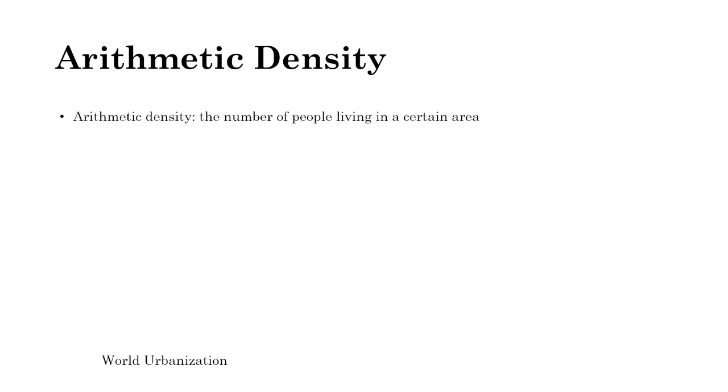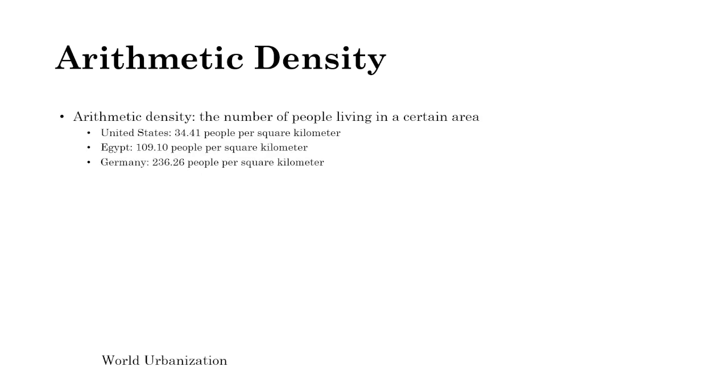So the first one's arithmetic density, and this is the number of people living in a certain area. This is what you think of when you think of population density. Okay, so the United States, it's 34 people per square kilometer. In Egypt, it's 109 people per square kilometer. In Germany, it's 236 people per square kilometer. So what does this tell you?